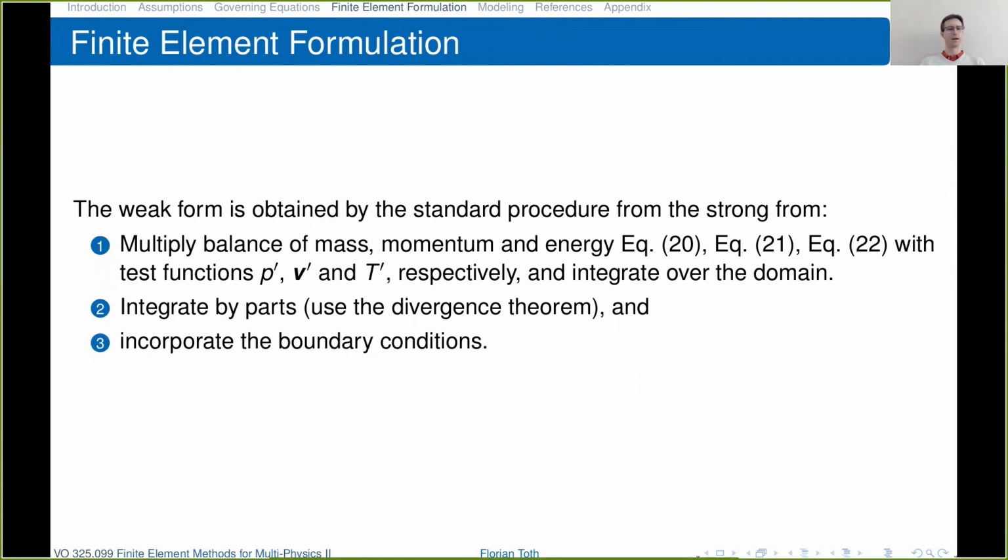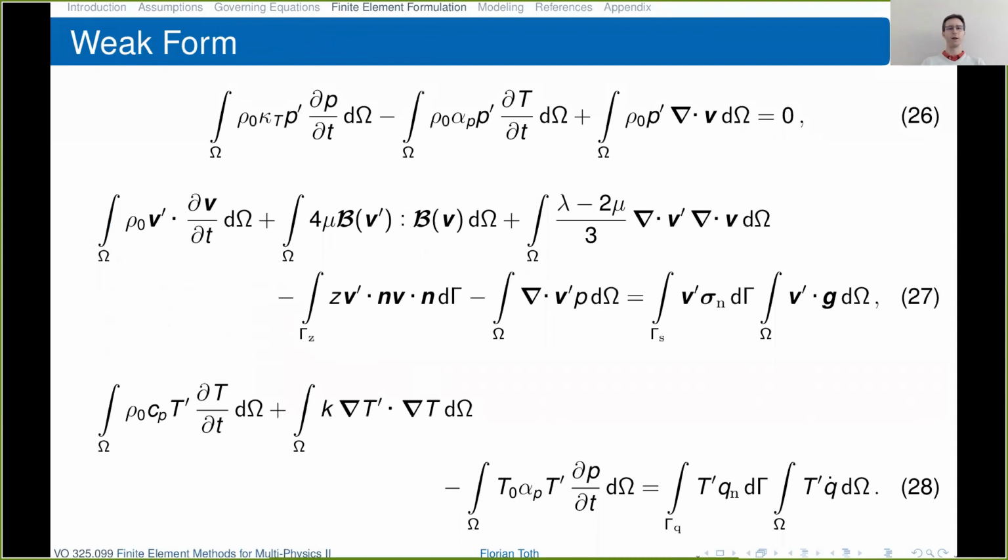And this gives us the following weak form, where we have the balance of mass equation here with, you see here, a term with time derivatives for pressure and pressure, so a bilinear form with the pressures, mixed bilinear forms with pressure and temperature, again with the time derivative, and mixed bilinear forms between pressure and velocity. In the balance of mass, we have not done any integration by parts.